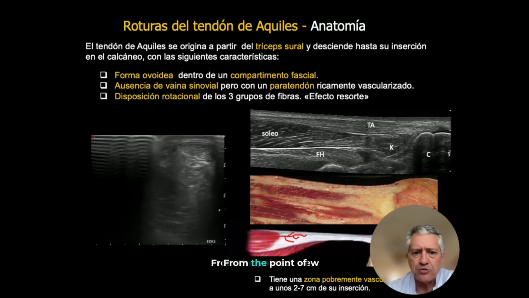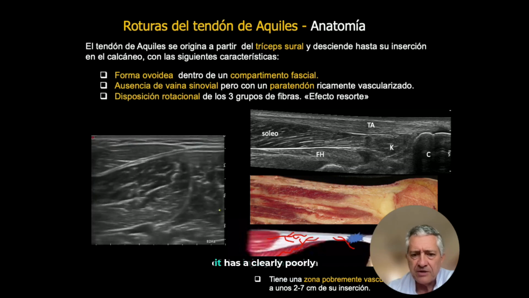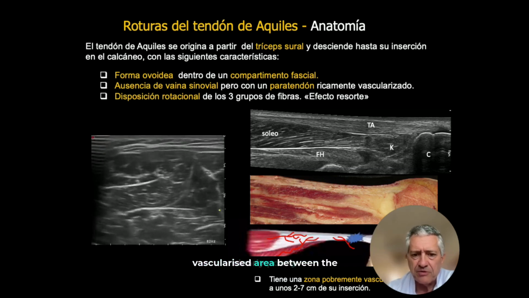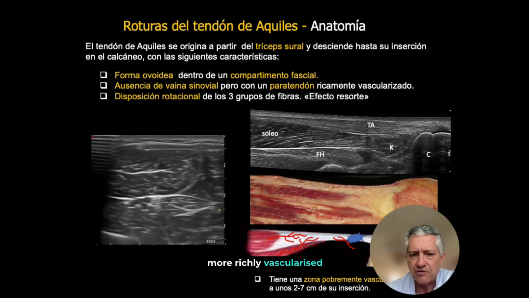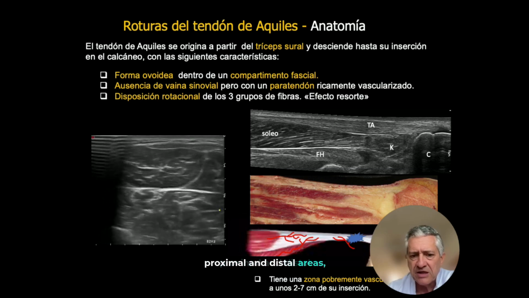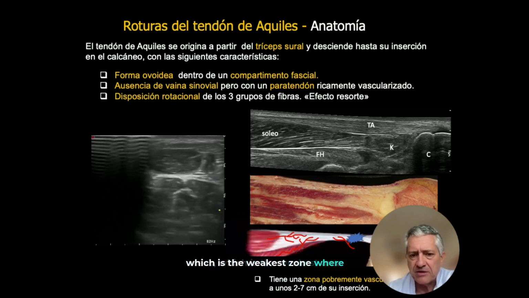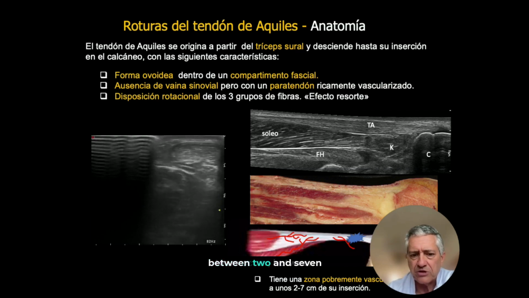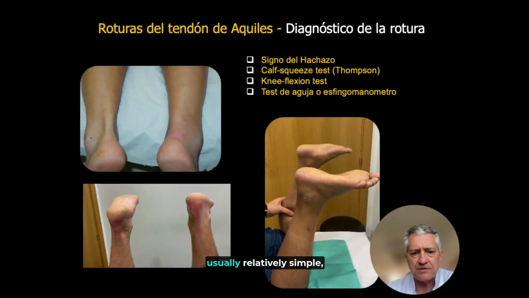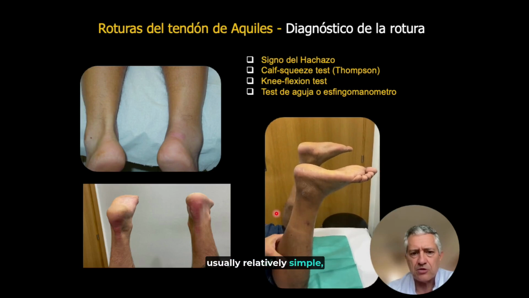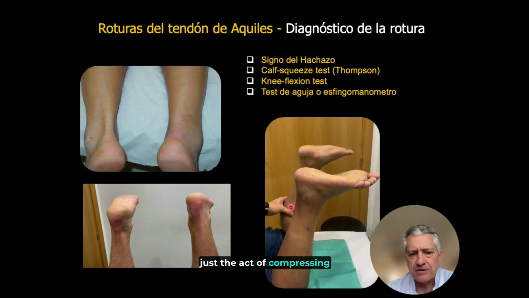It also has a very clear rotational aspect that gives it increased resistance, exactly like the hemp ropes of a ship. From the point of view of injury, it has a clearly poorly vascularized area between the more richly vascularized proximal and distal areas, which is the weakest zone where most ruptures occur, between 2 and 7 centimeters from its insertion.